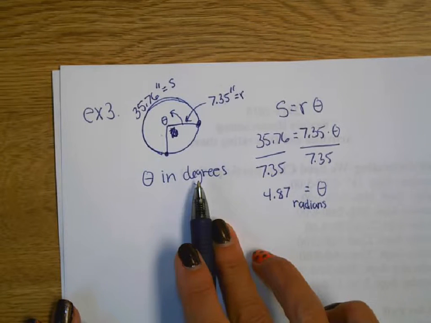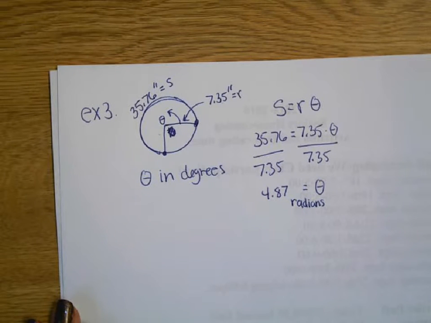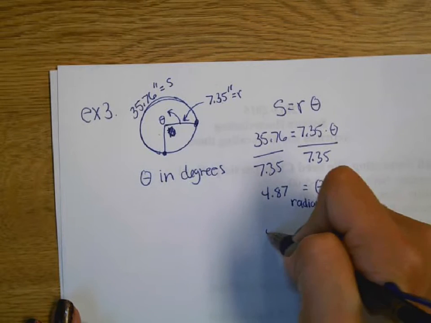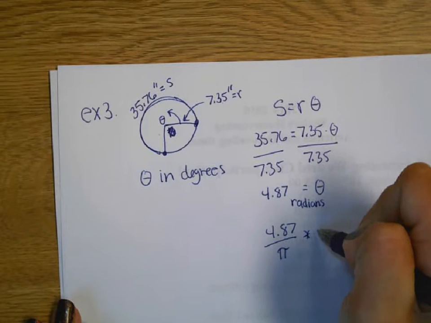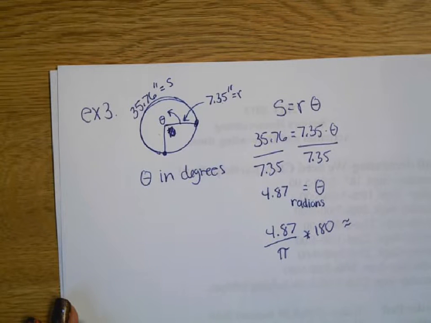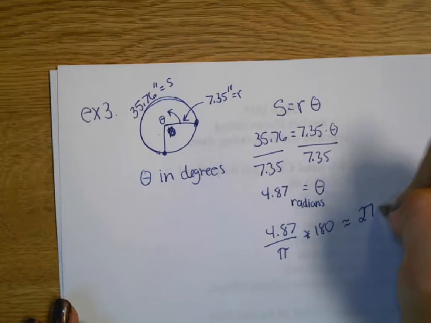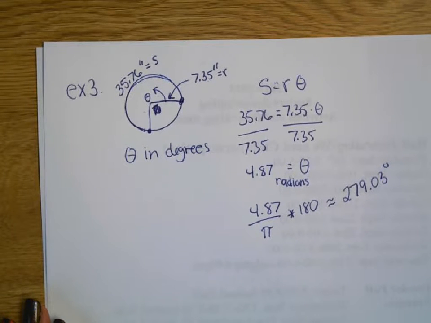I wanted the answer in degrees, but you learned this skill yesterday. How do you get from radians to degrees? You divide by pi and multiply by 180. So I'll take the 4.87, divide by pi, multiply by 180, and we'll go decimal. How many degrees was that? 279.03 degrees. My estimate wasn't too bad.